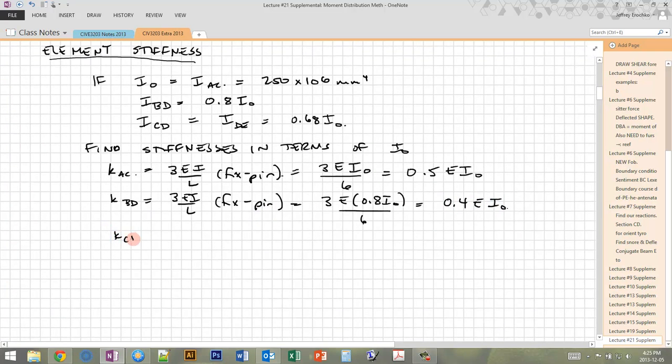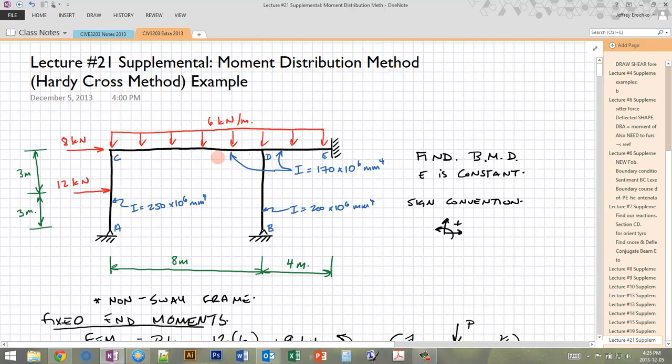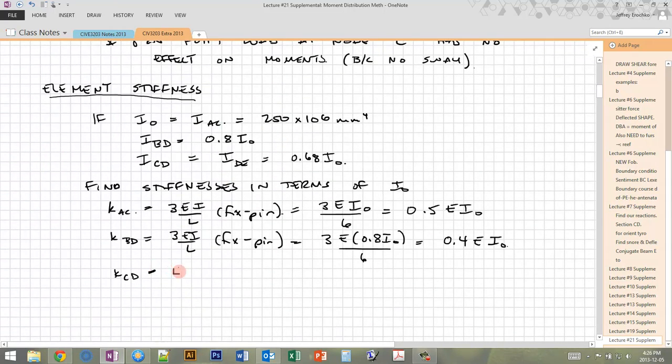And then for CD, which is this top one here, this is fixed because it's continuity and continuity. So for a fixed situation, instead of 3EI over L, we have 4EI over L. So that's more stiff, right? This is fixed.